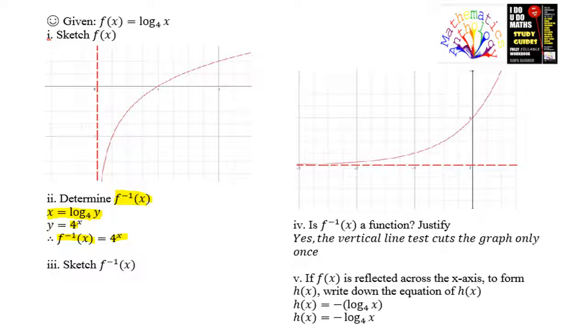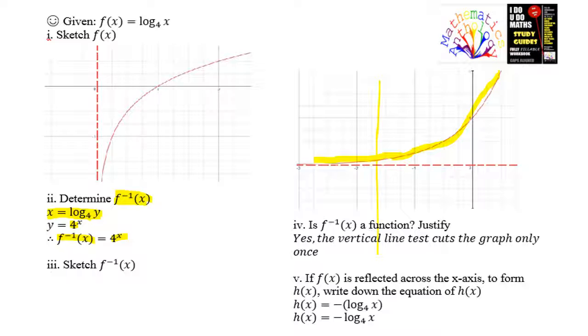Sketch the inverse graph. You can use the table method again. And there we go. There's our inverse graph. Remember not to touch the asymptotes. Is f inverse x a function? Justify. Yes. Again, the vertical line test anywhere along the graph there cuts the graph only once.